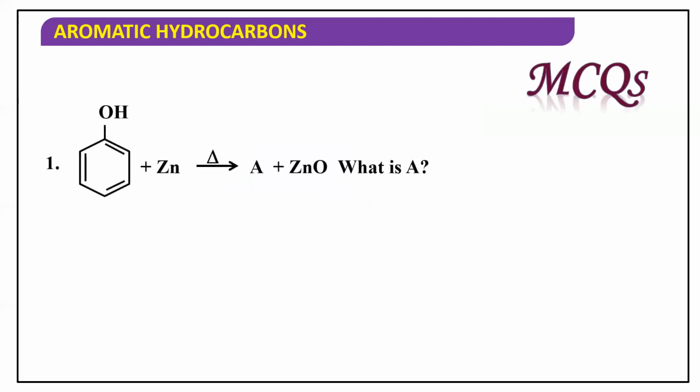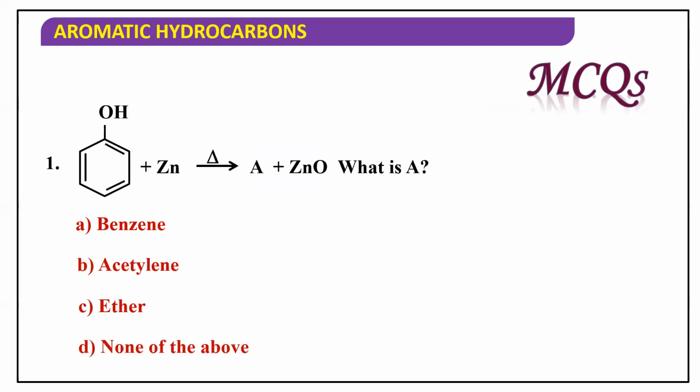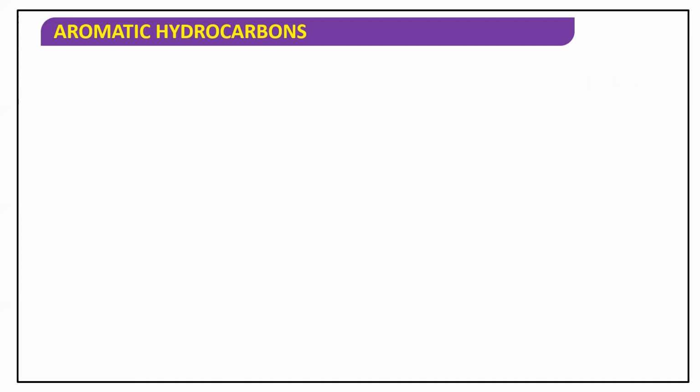Let's solve a few MCQs here. Phenol plus zinc in the presence of heat gives us A. What is A? Pretty straightforward, right? A benzene, B acetylene, C ether, D none of the above.